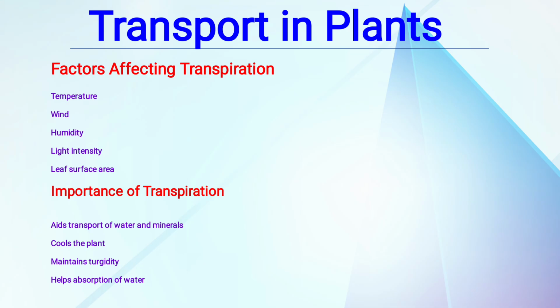So, what is the importance of transpiration? Number one, transpiration helps aid transport of water and minerals. Number two, it cools the plant. Transpiration helps in cooling the plant. Number three, transpiration helps in maintaining turgidity. Number four, it helps absorption of water. It helps in absorbing water.